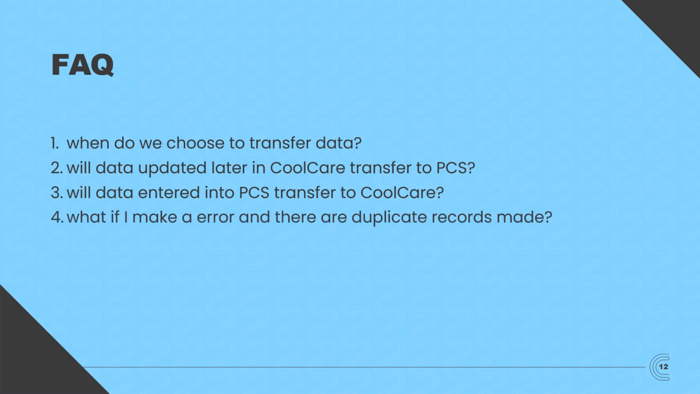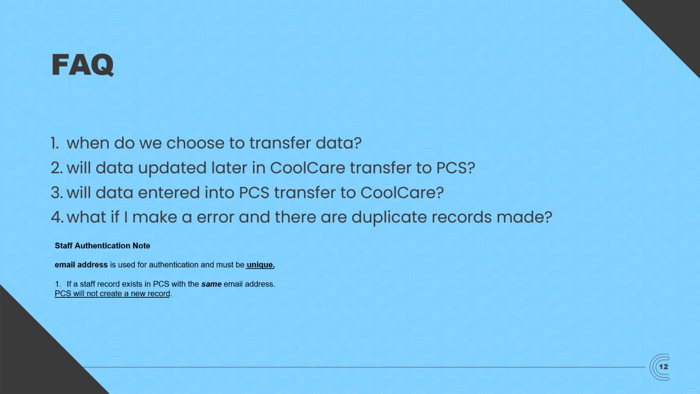What if I make an error and there are duplicate records made? And this is a very frequently asked question. What if I do make errors, and how do I correct any kind of mistakes I might make? I think the important thing is to remember how the authentication works, the way the system automatically removes errors and duplicates. How does it do that for you?